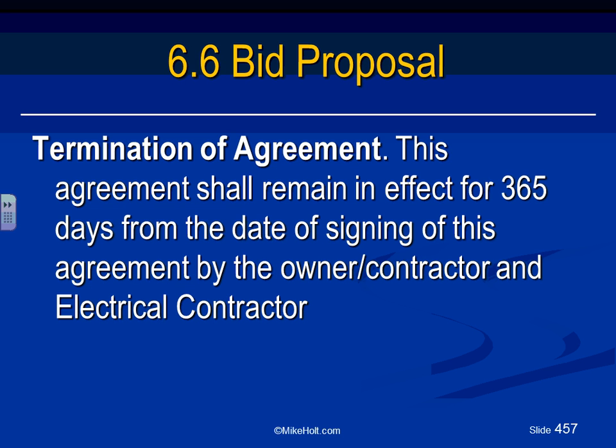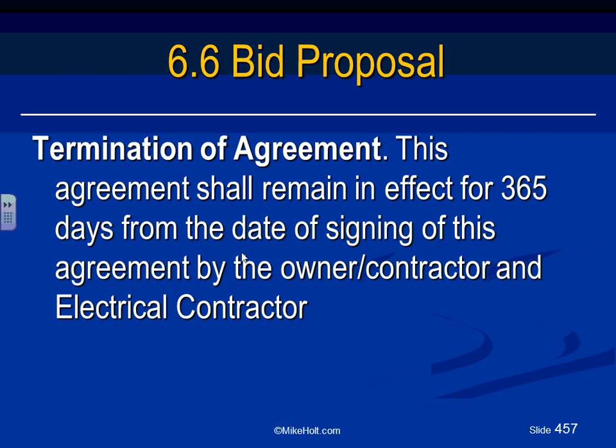Termination of agreements. When you put a bid proposal, guys, you have to cap it with a time. You can't have it open-ended. Typically 6 months. Here they're suggesting a year. 6 months from the signing date. This will be 360 days from the date of signing of this agreement by the owner, contractor, and electrical contractor. This segment shall remain.